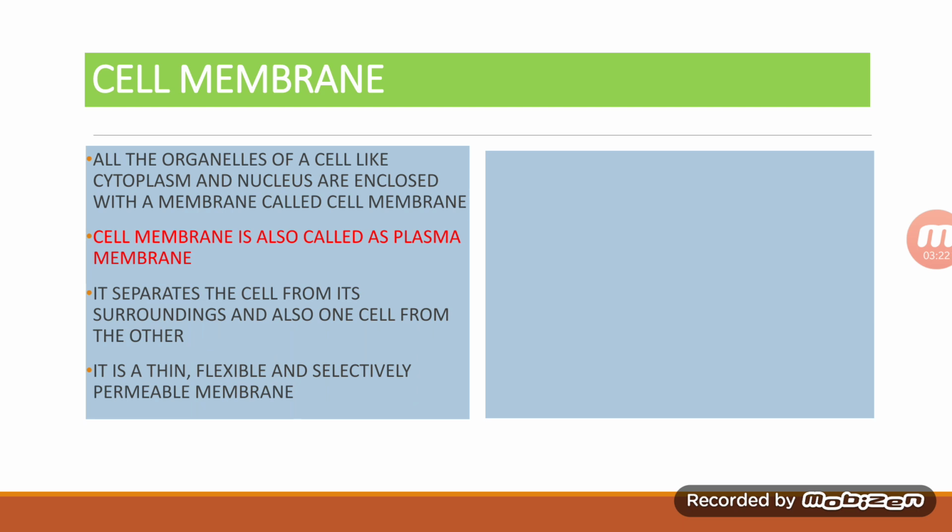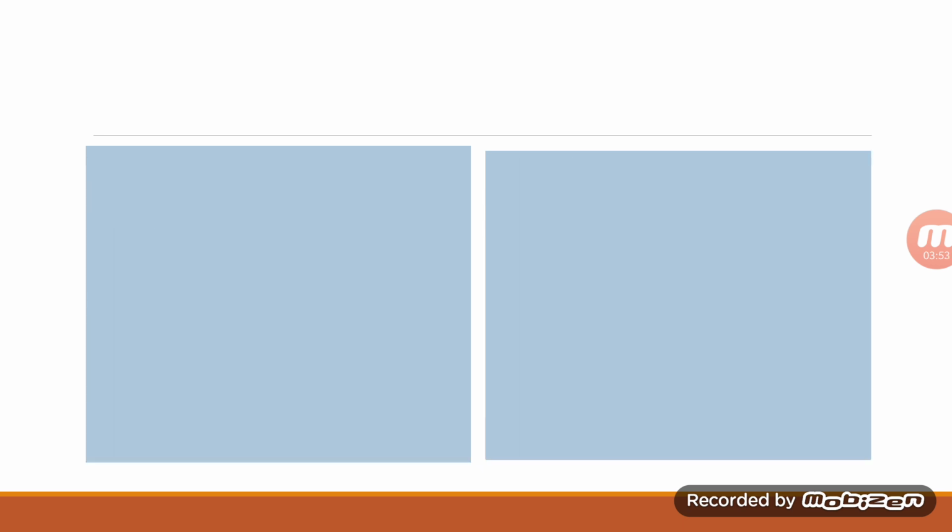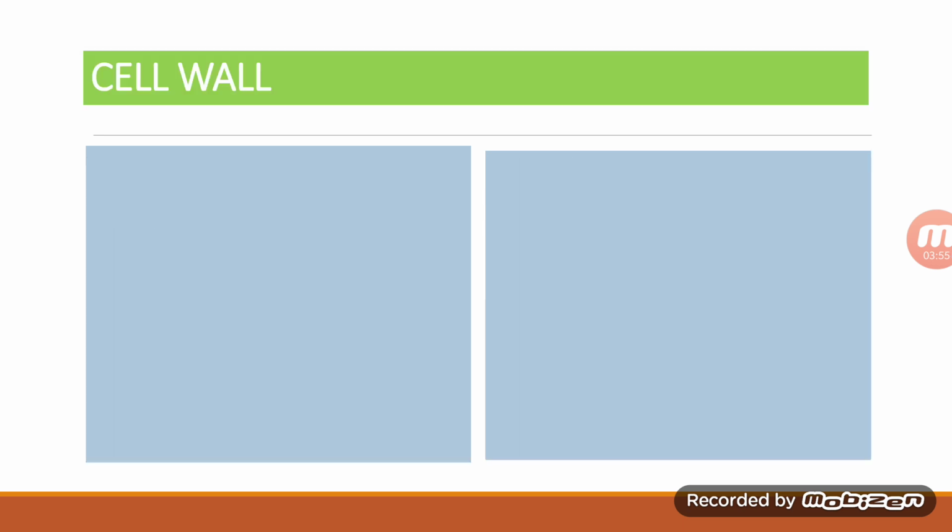It is a thin, flexible, and selectively permeable membrane. This word selectively permeable membrane is important because the cell membrane will select what substances have to enter inside a cell through the cell membrane, or what substances have to move out of the cell through the cell membrane. So the function, the most important one, is it helps to regulate the entry and exit of substances in the cell.